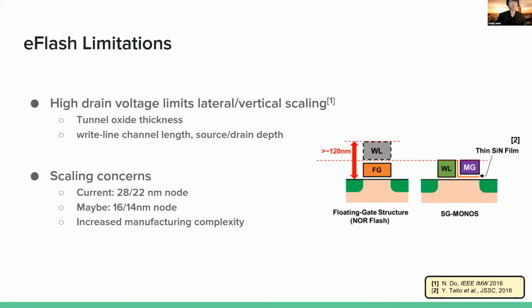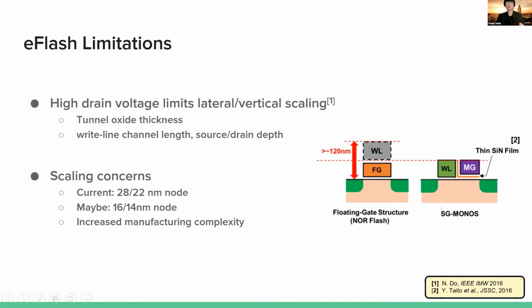And you can see here on the right, I don't know if you can see my mouse, this is one pretty cutting-edge EFlash implementation where they scaled vertically by going to this more flat structure on the right. And that's called SG-MONOS if you want to look it up. So that gets you to about 28 and 22 nanometer. And maybe we can push to 16 and 14 with EFlash. But the more that you push this, the more masks that you're going to need.